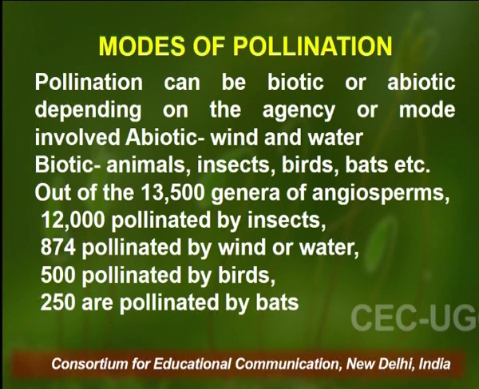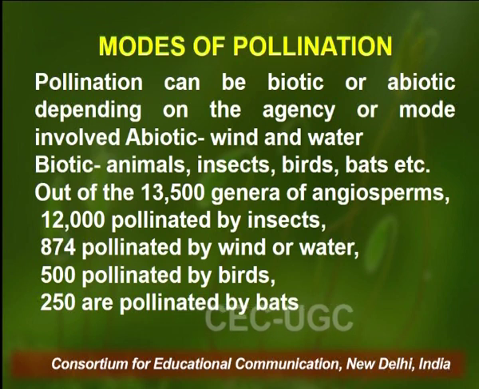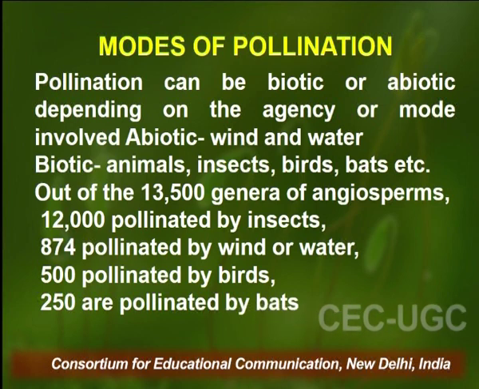Now, what is very interesting is that of the data of about 13,500 genera available in angiosperms, 12,000 are pollinated by insects, 874 pollinated by wind or water, 500 pollinated by birds, and 250 pollinated by bats. So, when we talk about 13,500, it is just about 874 which are pollinated by wind or water. Rest all are pollinated by biotic agencies.